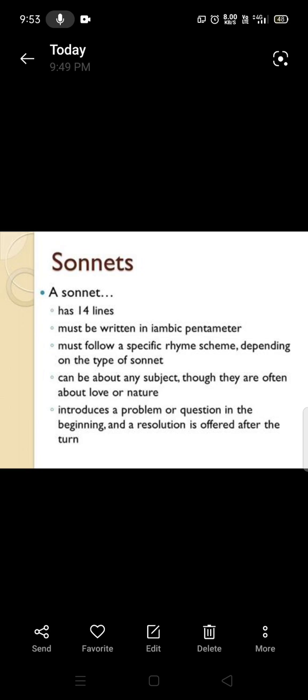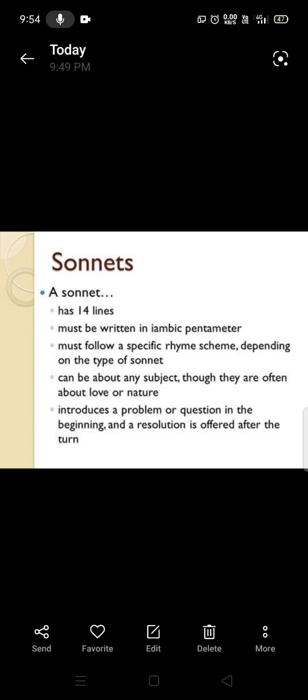So we have two basic, or two broad, types of sonnets. One is the Italian sonnet, also known as the Petrarchan sonnet, after the famous 14th century Italian poet Francis Petrarch. The other is the English sonnet, or the Shakespearean sonnet, named after the 16th century English poet and dramatist William Shakespeare. So what is the basic structure of the sonnet, and what is the difference between these two types?